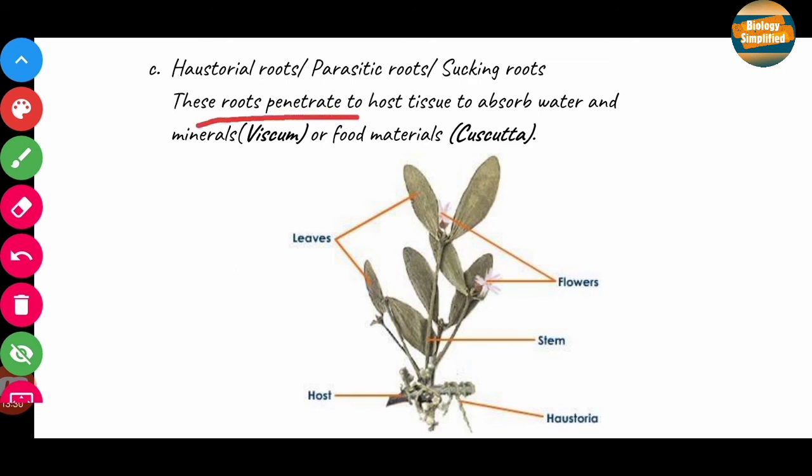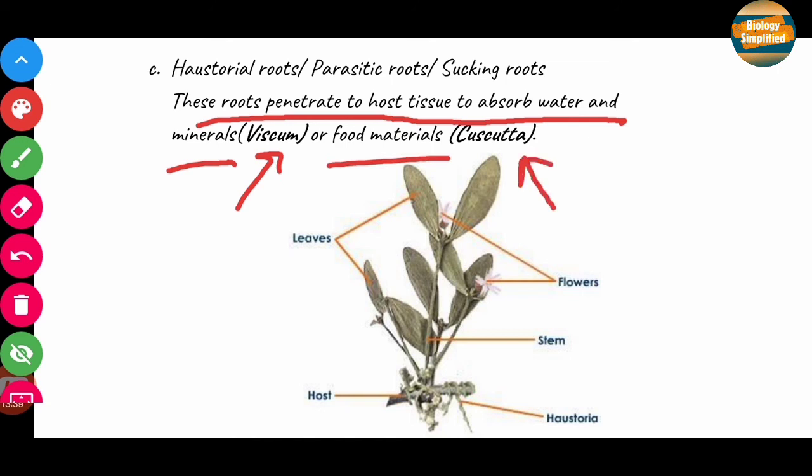Next are the haustorial roots, which are also known as parasitic roots or sucking roots. These roots penetrate the host tissue to absorb water and minerals in case of Viscum, or food materials in case of Cuscuta. So these are basically parasitic roots. These roots grow on host tissue. These roots provide nutrition to the plant from other plants. In case of Viscum, these roots absorb water and minerals from other plants, and in case of Cuscuta, these roots provide food materials from other plants.